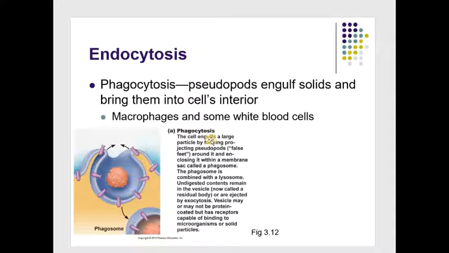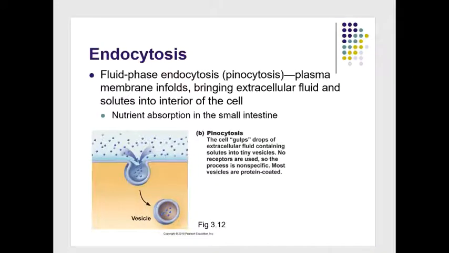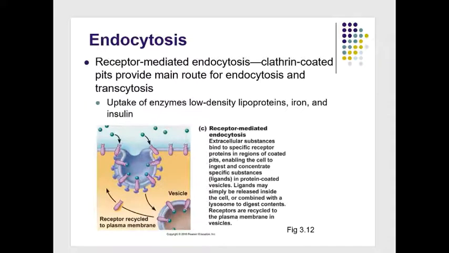We talked about endocytosis already. Phagocytosis is the act of engulfing solids, and I mentioned that macrophages and white blood cells do this. Just another review on endocytosis. Pinocytosis is when we're sucking in fluids, so when we use water. And I talked about receptor-mediated endocytosis, which is going to bring in labeled materials.